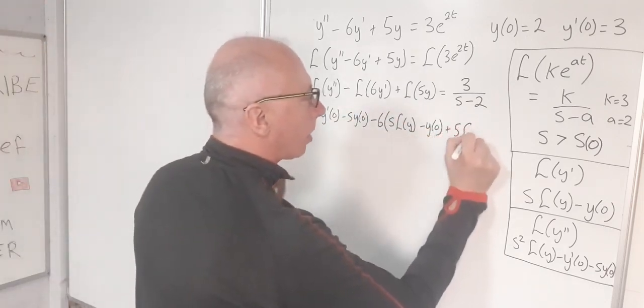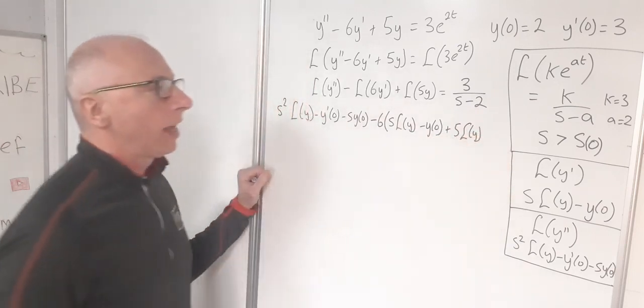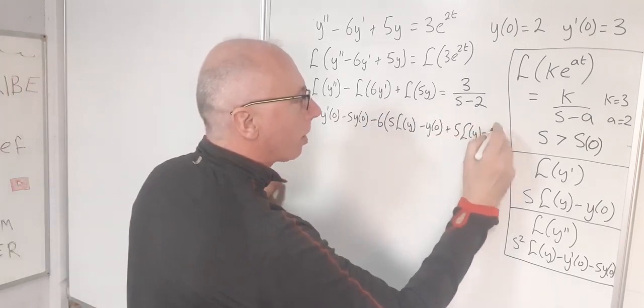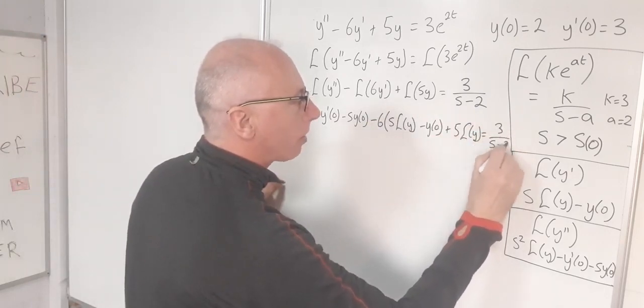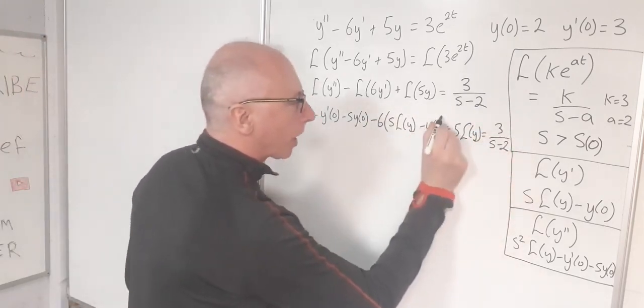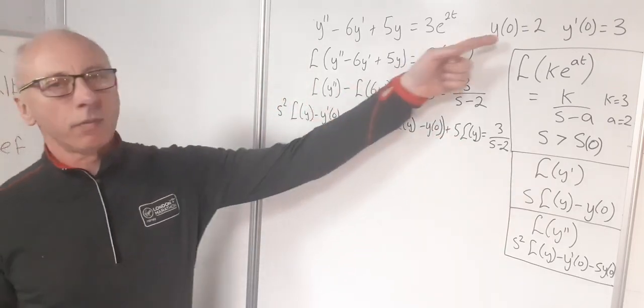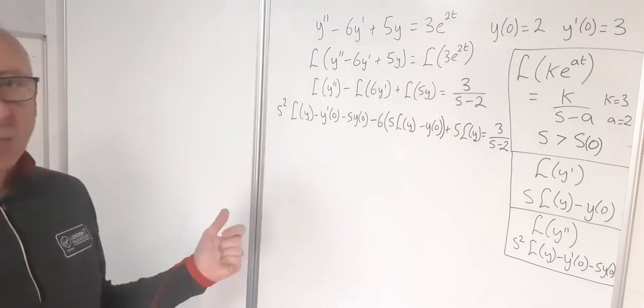So 5 times the Laplace of y, and that's still equal to our function here, so equals 3 over s minus 2. Okay, now let's just not forget the bracket that goes on that one. Okay, so now let's just substitute some values in from here, and let's see if we can simplify this up a little bit.